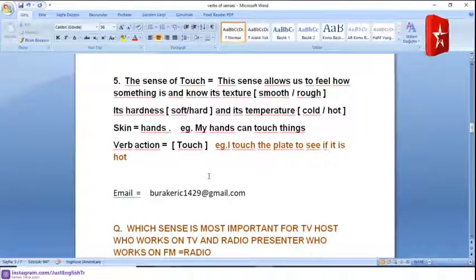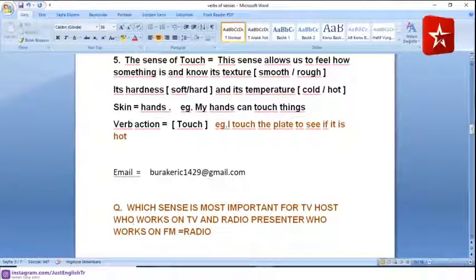And Oksana and Zainab. Hey Zainab, welcome to the class. You're with me, Eric Barak, in Upper Intermediate. Thank you so much for joining. And it says here, Oksana and Zainab say touch. That's a good answer and the right answer. Imran says touch. Well done. You are my darling students. Thank you so much. That's great. So touch is the sense for touching a plate to see if it is hot.